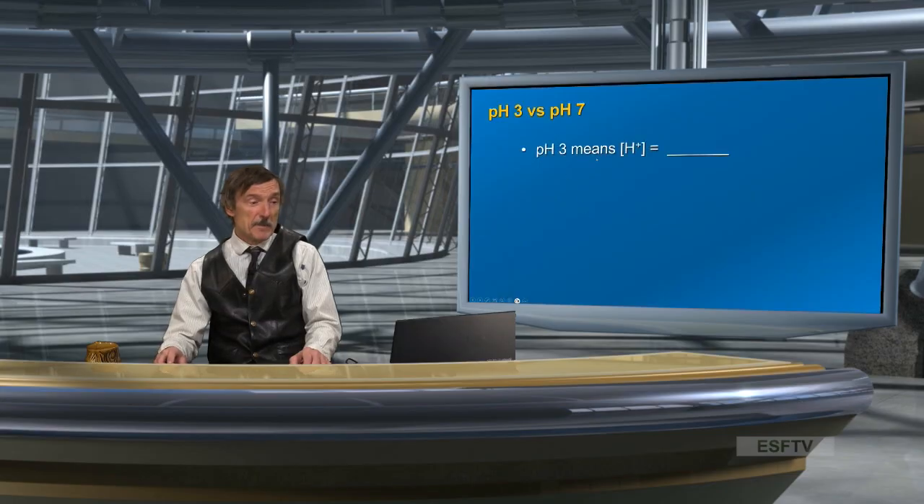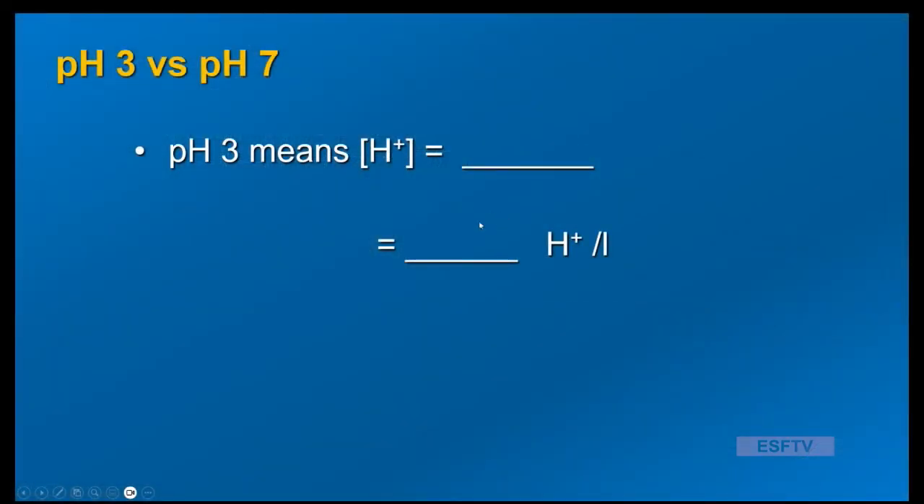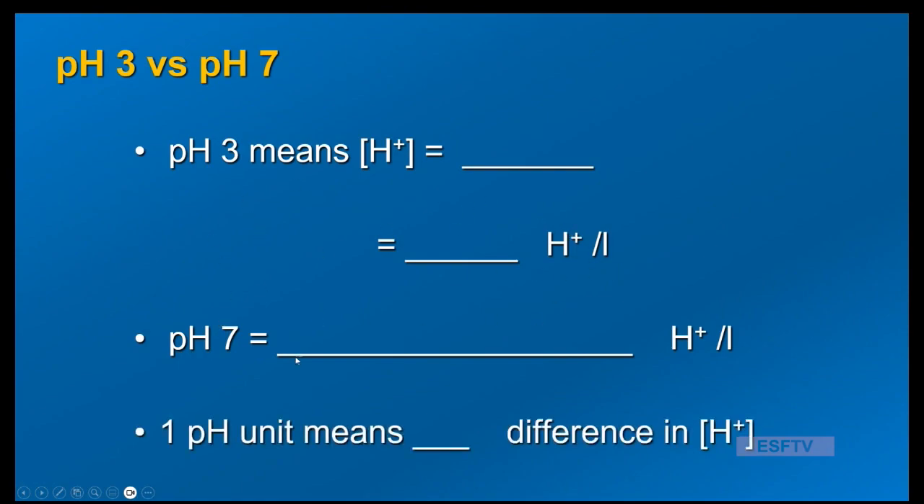Right? So what does pH 3 mean? Go back to that equation. pH 3, the hydronium ion activity, or the concentration, H plus per liter. What does pH 7 mean? Same thing, 10 to the minus 7, 10 to the minus 3. So 1 pH unit is a 10-fold difference in hydrogen ion activity.